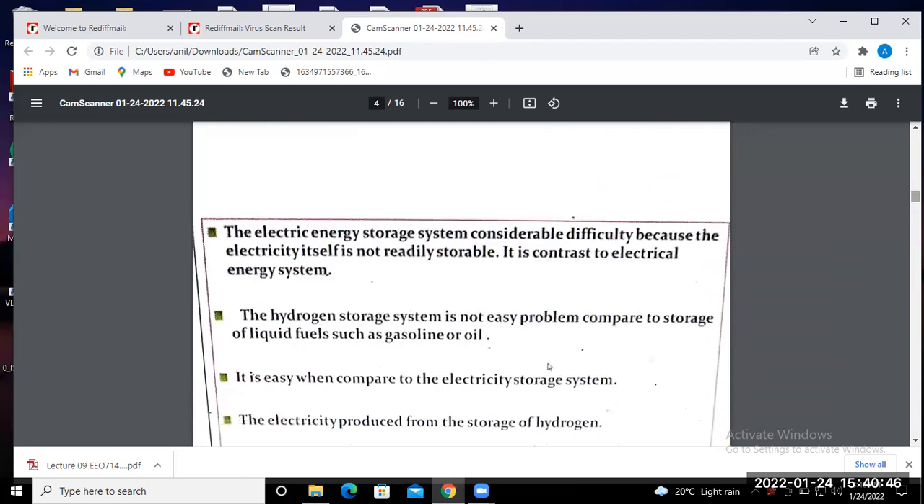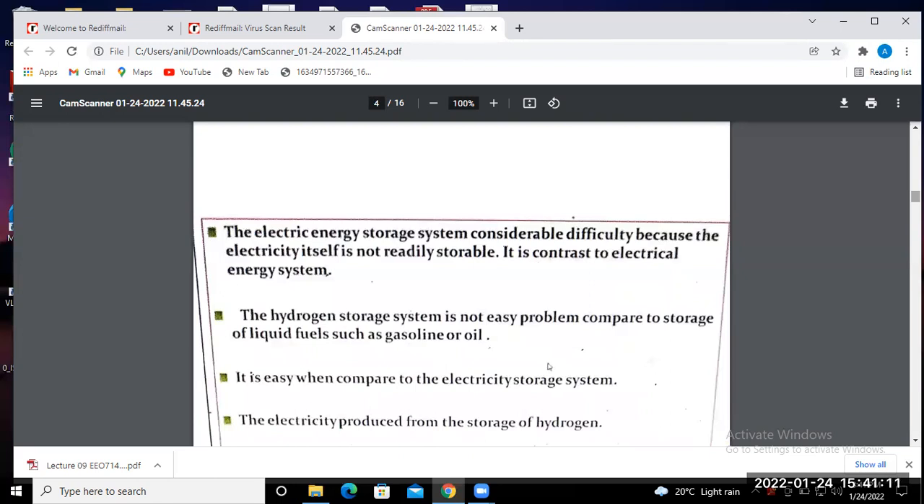Energy storage in this system has considerable difficulty because the electricity itself is not readily storable. It is in contrast to the electrical energy system. It is not easy to convert, because it contrasts with the electrical energy system.